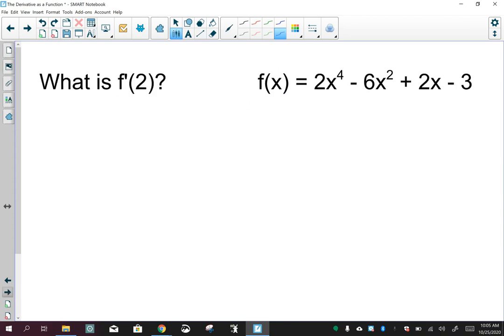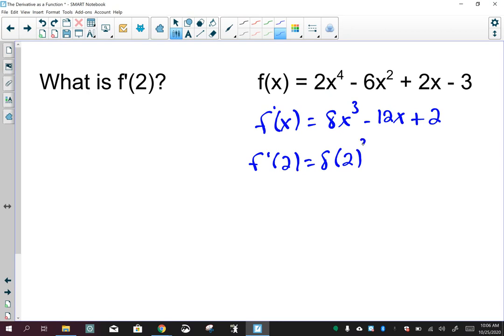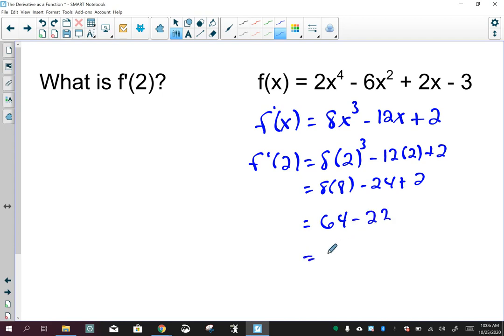What is f prime of 2 if I give you this? We just did this. Again, this is 8x cubed minus 12x plus 2. So we want to know what f prime of 2 is. f prime of 2 is 8 times 2 cubed minus 12 times 2 plus 2. So this is 8 times 8, which is 64, minus 24, plus 2. Sorry, that's minus 22. So that gives me 42 as my answer.